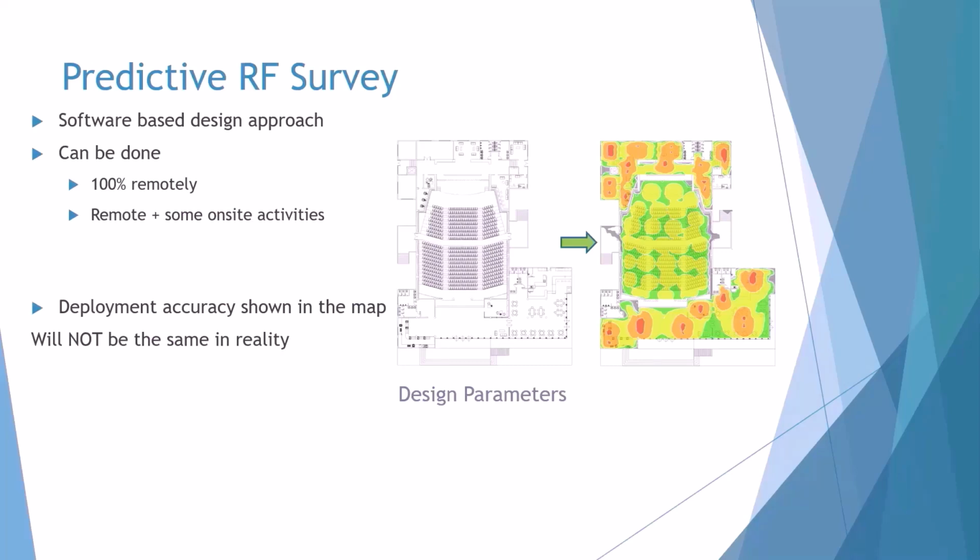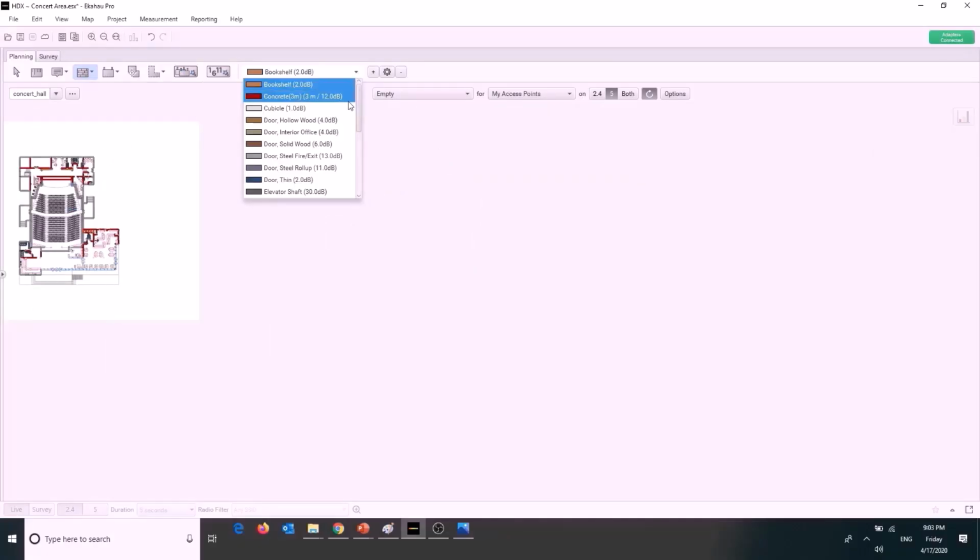What does that mean? That means, for this wall, we consider it, for example, a concrete wall. For others, we can consider them glass. If we go into Ekahau Site Survey, we can see it has multiple material types along with the corresponding attenuation value per material type.